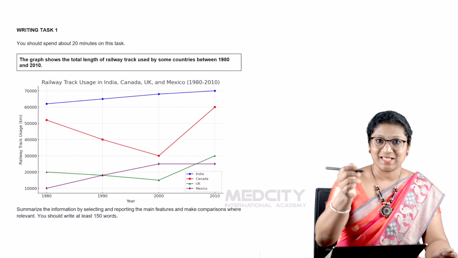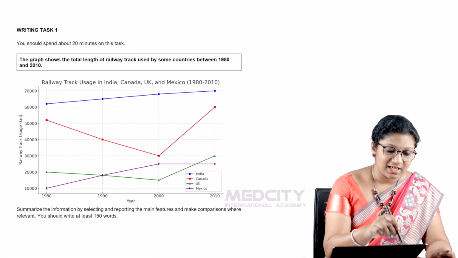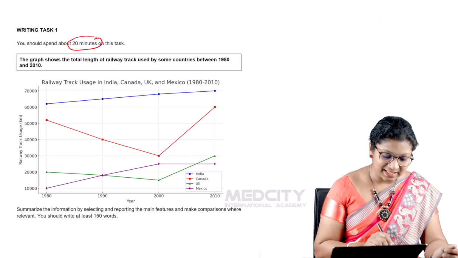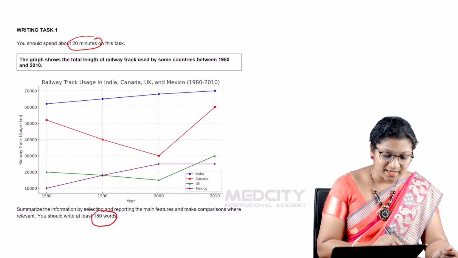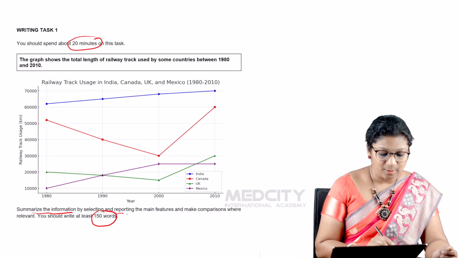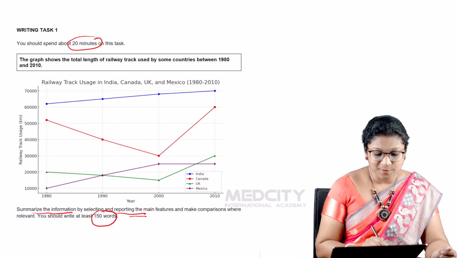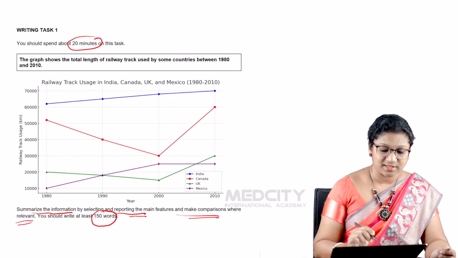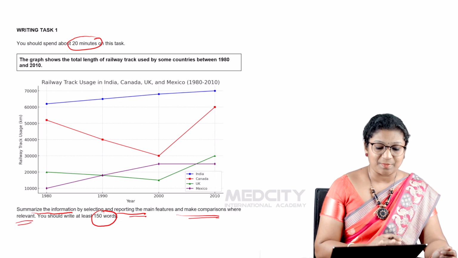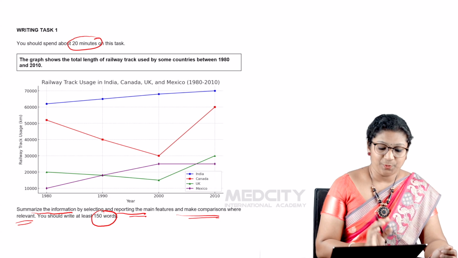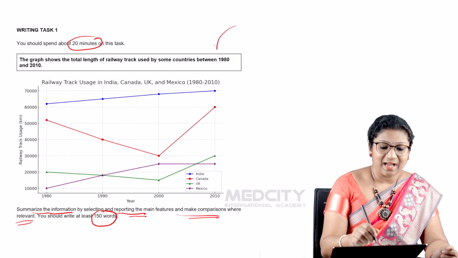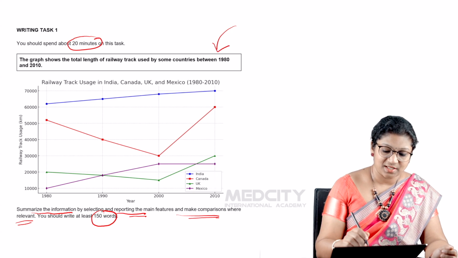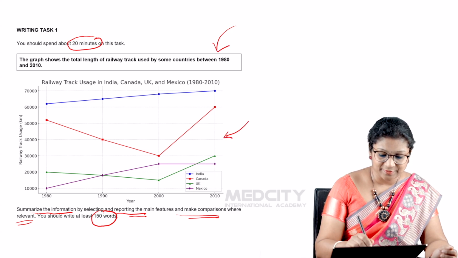Of course, the basic instructions of the question say 20 minutes on the task, writing at least 150 words, that's a major requirement. We also have to summarize the information, and here the keywords are selecting and reporting the main features and making comparisons where relevant. So whatever main features can be seen in the chart, we need to select and only report based on that. We have the heading here and we have the line graph here.